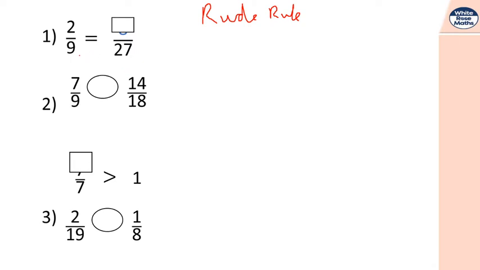Okay, let's have a look at the first one. So 2 ninths equals how many 27ths? So to get from 9 to 27, 9 times 3 is 27. So to work out the number at the top, you do 2 times 3, which is 6. So it's 6 27ths. So 9 times 3 and then 2 times 3. We're using the rude rule, which is whatever you do to the top, you do to the bottom, or whatever you do to the bottom, you do to the top.